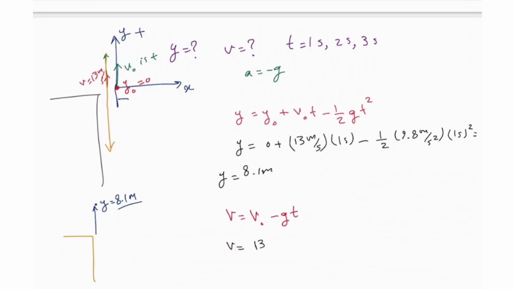v0 is 13 meters per second, g is 9.8 meters per square second, and t is 1 second. This will give us 3.2 meters per second. The velocity is decreasing, as expected, since at 1 second, the object is moving in the opposite direction of acceleration. We can use the same equations to solve for t equal 2 and 3.